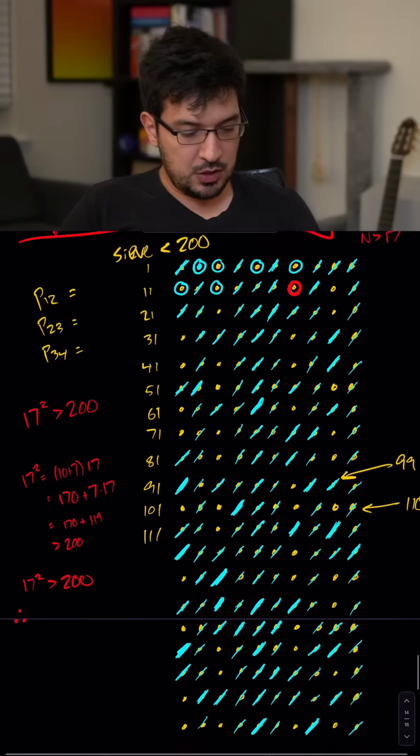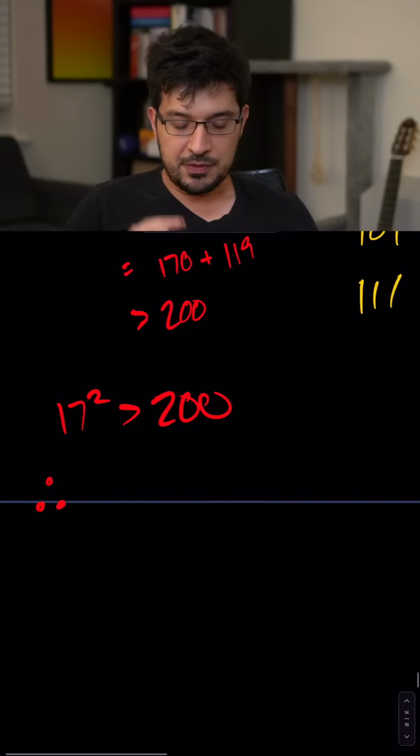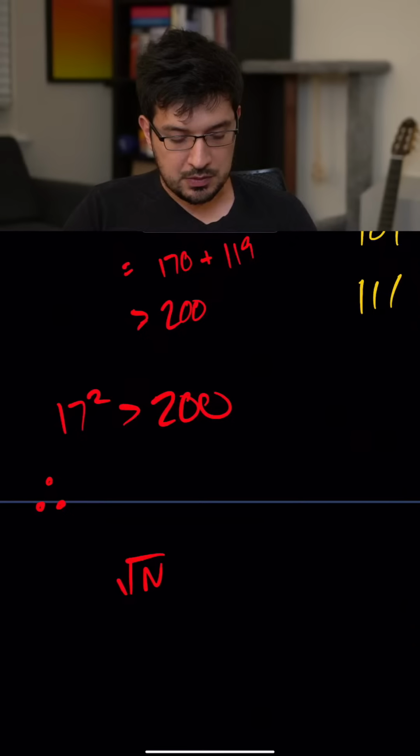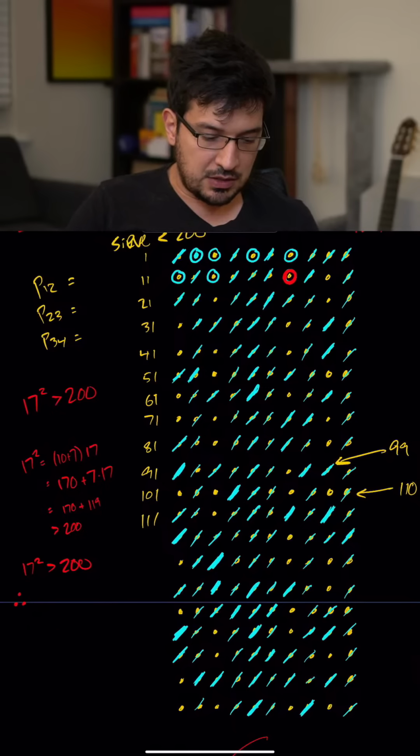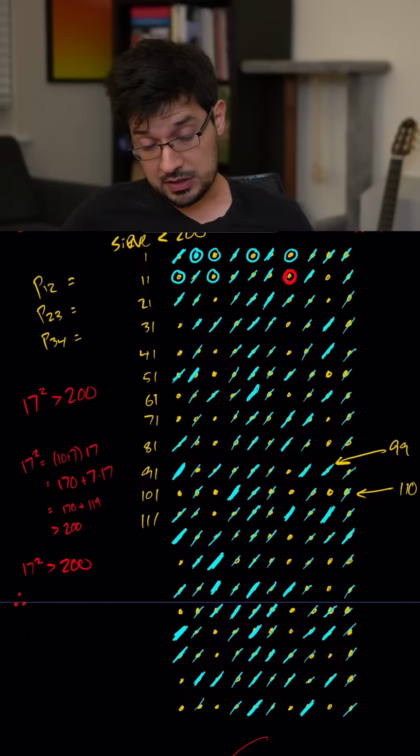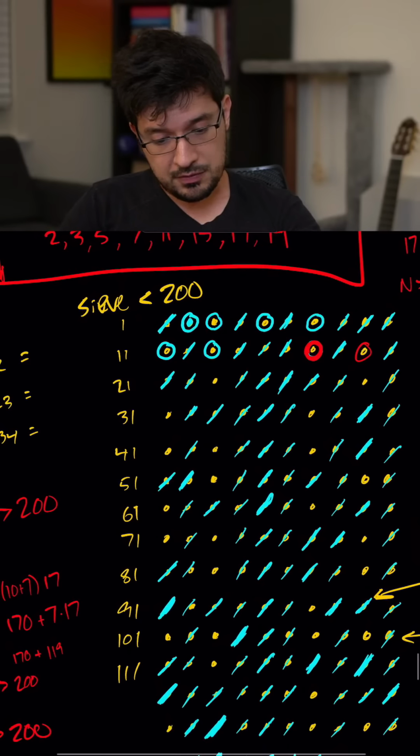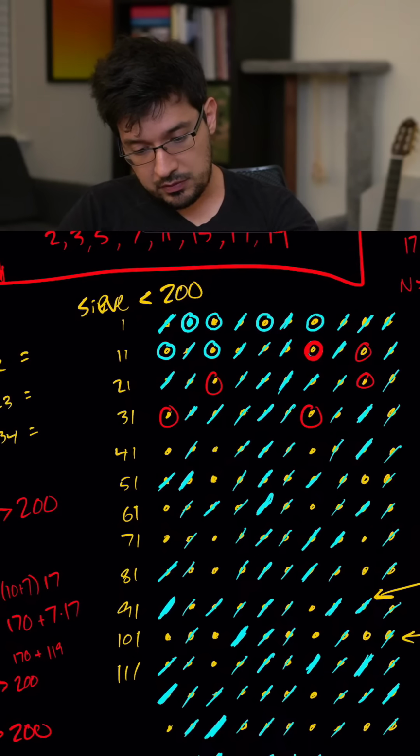Like, you can stop checking for primes once you've gotten to the square root of n. And similarly, if you're sieving, you can stop once you've gotten to the square root of your largest number. So now we know that all of these remaining uncrossed out dots are all prime.